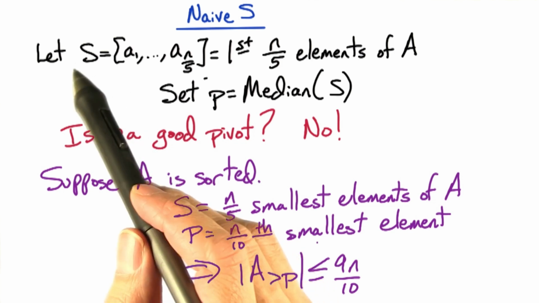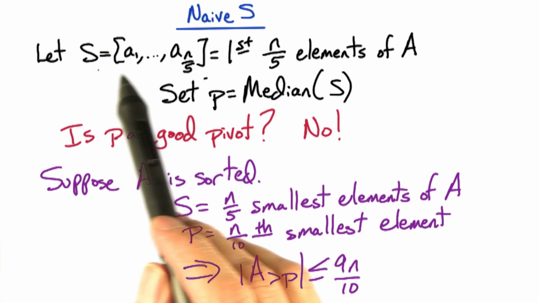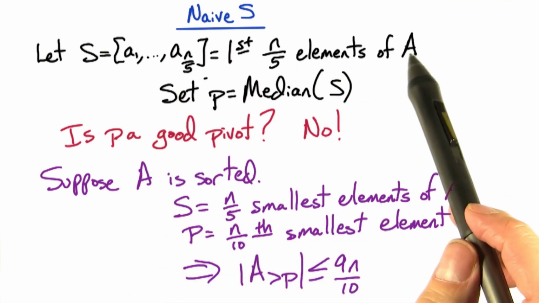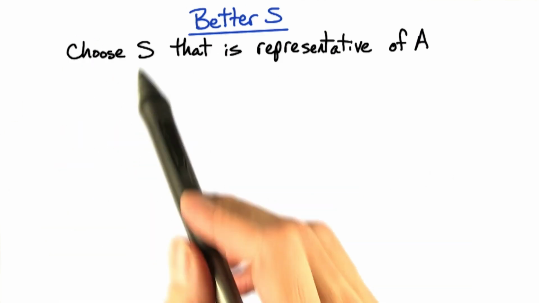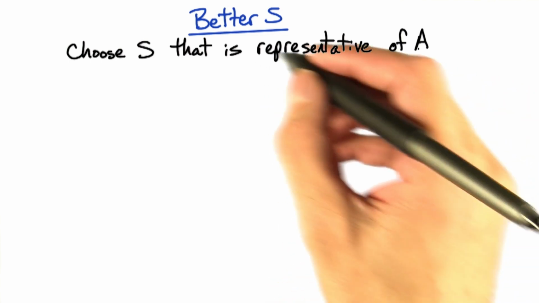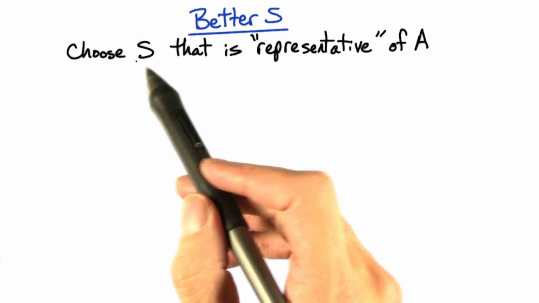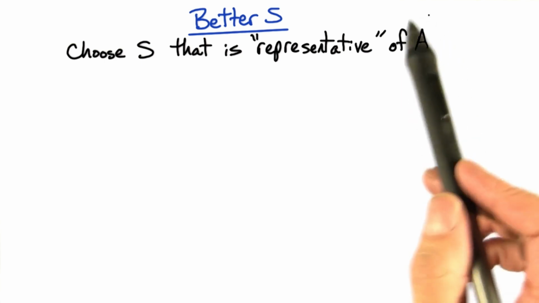So is there a better choice for this set S? Well, there's some hope because we chose this set S right now without looking at A at all. So can we look at A and do a little bit of computation and choose a better representative set S? So our goal is to choose a subset S which is a representative of the set A. What exactly do we mean by representative of the set A? We want that the median of this subset S is also a reasonable approximation to the median of the set A.